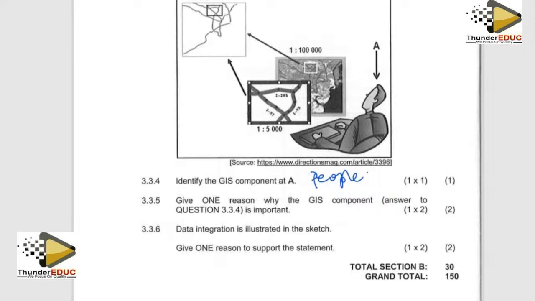Give one reason why the GIS component in the question above is important. It is important to interpret and analyze data. Okay, it also helps in data application.